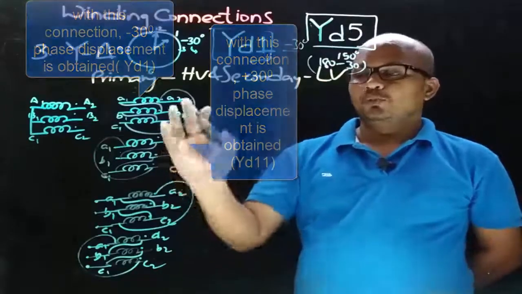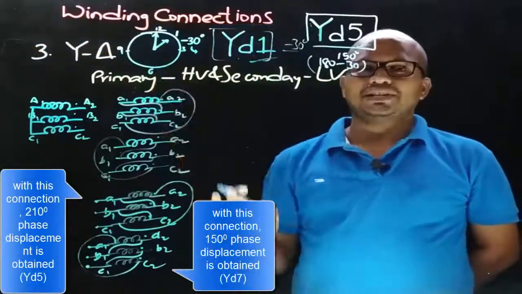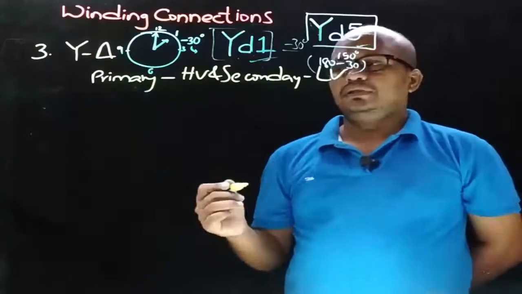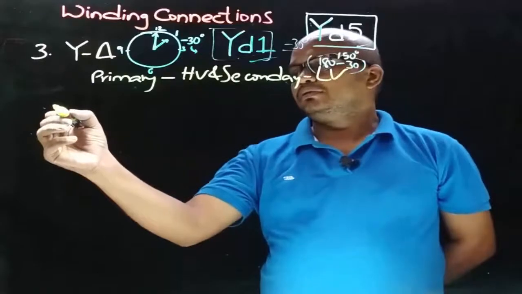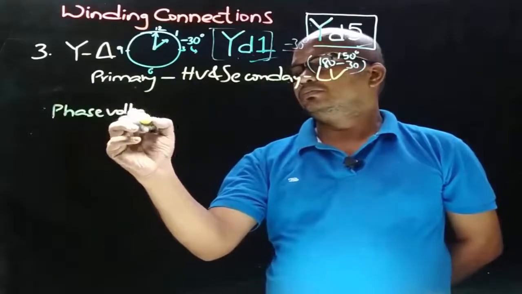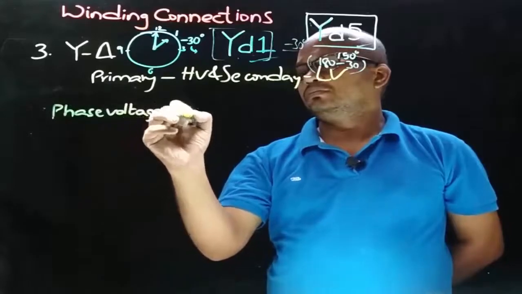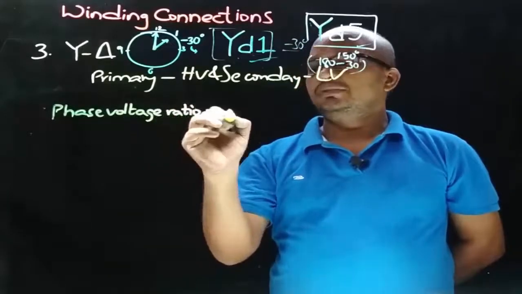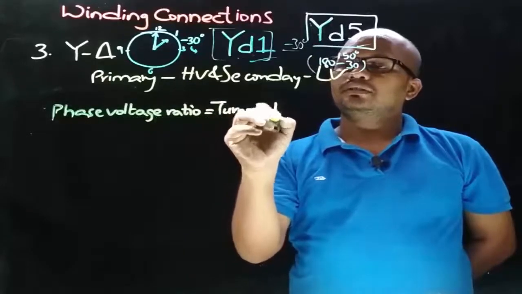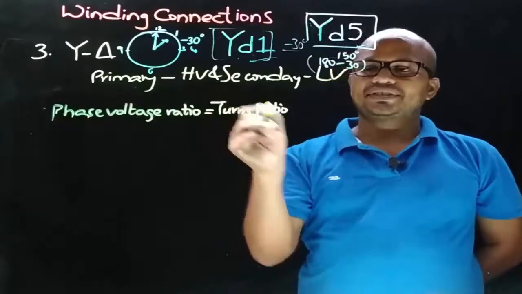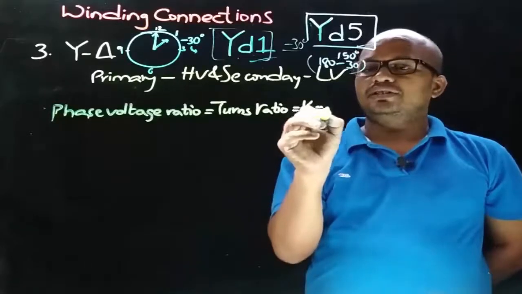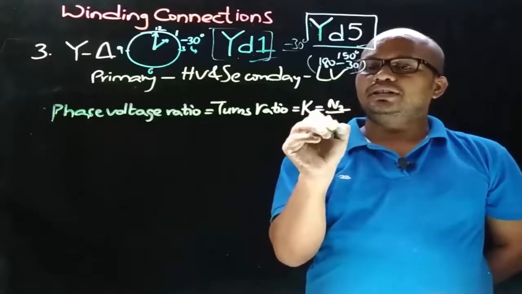So these are the four possible connections of star delta connection. From each connection we will get different phase displacement. Now let's know the phase voltage ratio, which can be taken as equal to turns ratio, similar to that of a single phase transformer, and which is represented with K. So that is equal to N2 by N1.